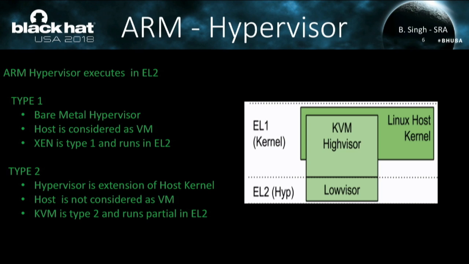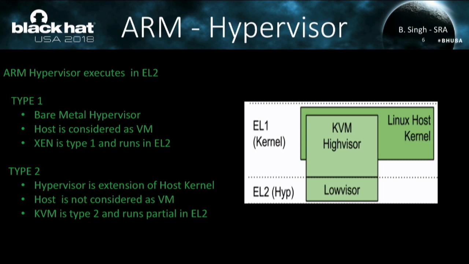There are two kinds of hypervisors, type 1 hypervisors and type 2 hypervisors. Type 1 hypervisors are the bare metal hypervisors, and the host is considered as a VM in that. That is the main difference between type 1 and type 2. Xen is a classic example of a type 1 hypervisor, and it runs completely in EL2 on ARM.